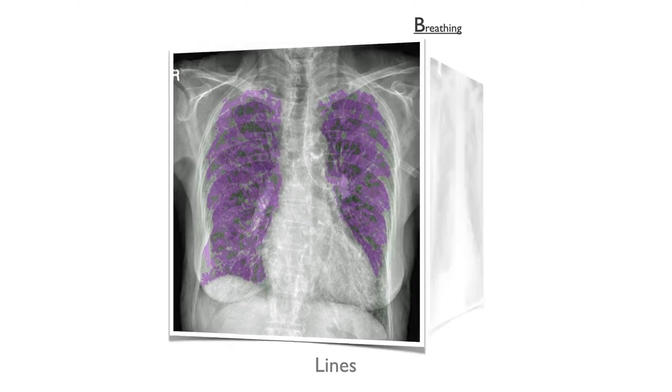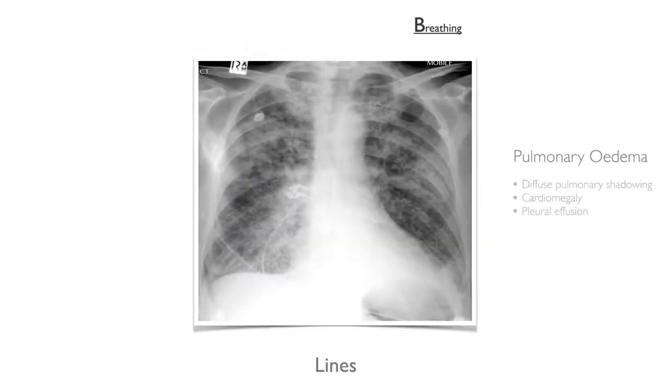The second presentation is pulmonary edema. Pulmonary edema presents with bilateral patchy opacity. There may also be cardiomegaly and pleural effusions present.